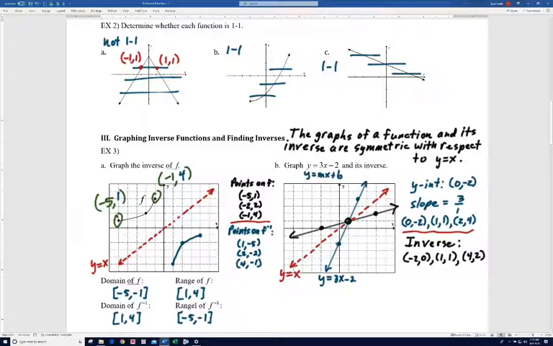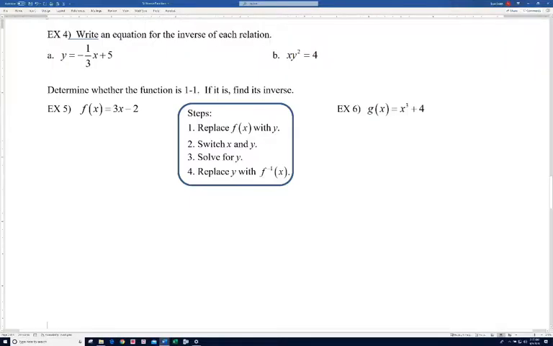And let's see, I think we're ready to move on. By the way, if you found the domain and range of the original function y equals 3x minus 2, you should recall that a linear equation has a domain and range of all real numbers, except for the special cases. And if you flip the domain and range, you're going to get all real numbers for the domain and range of the inverse. All right, let's go ahead and move on.